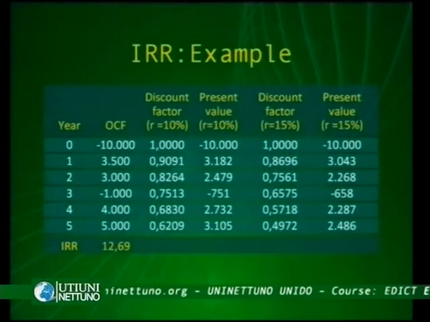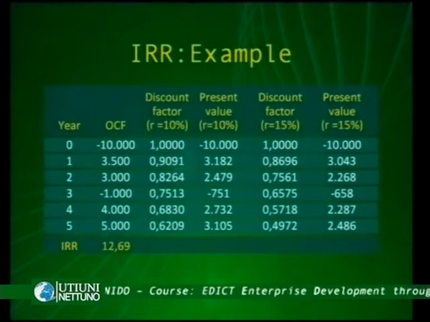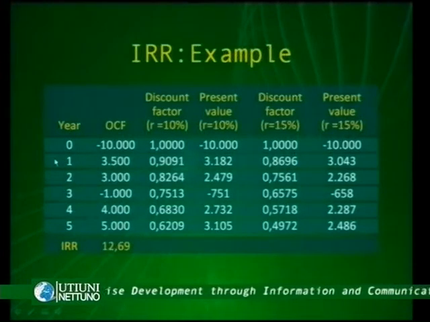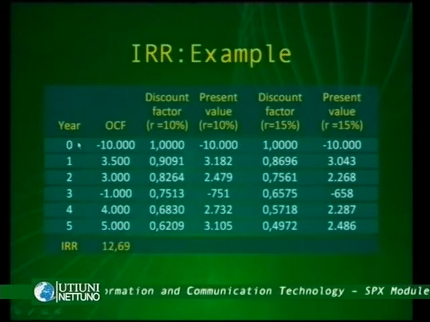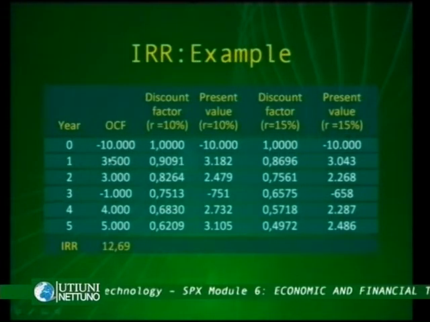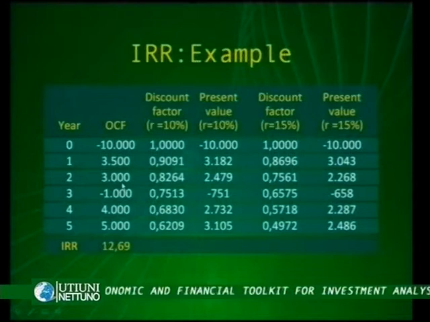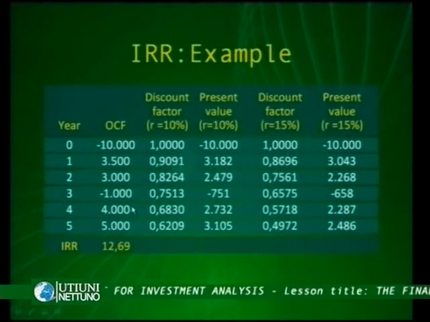Here I have an example of IRR calculation. We are using the same table we used before for the NPV calculation, so we are using the same assumptions. We have a first column where we report the year of the life of the project. Again, we have a project with a life of 5 years, and in year 0 we make the initial investment. The operating cash flows will be the same: minus 10,000 in year 0, 3,500 in year 1, 300 in year 2, minus 1,000 in year 3, 4,000 in year 4, 5,000 in year 5.